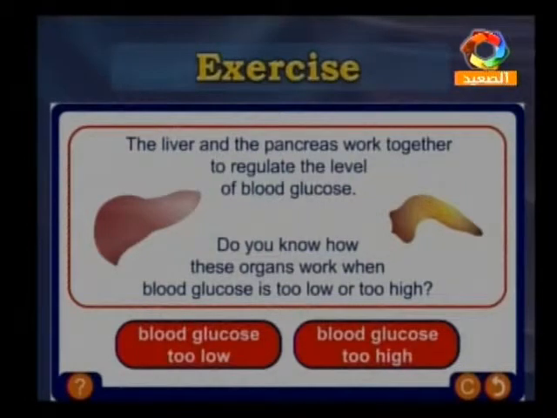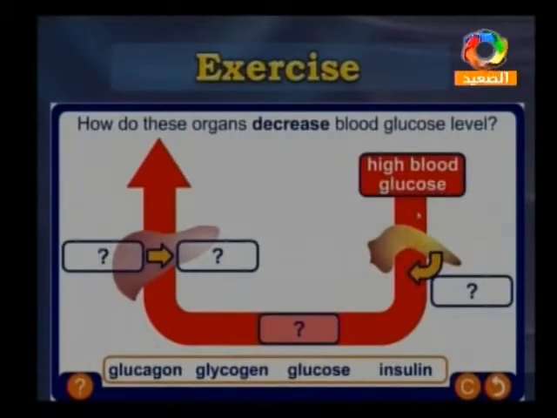The liver and the pancreas work together to regulate the level of blood glucose. Do you know how these organs work when the blood glucose is too low or too high? Here we have high blood glucose. What does it produce: glucose, insulin, glycogen or glucagon? The first thing that happens when I have high blood glucose is insulin. The insulin is found in the pancreas and moves inside the blood to reach the liver here.